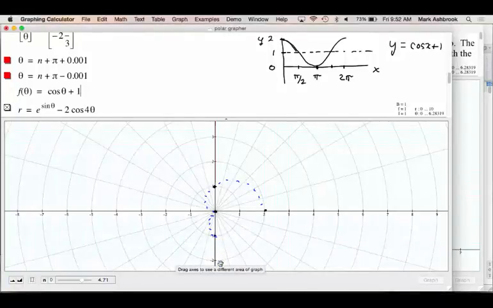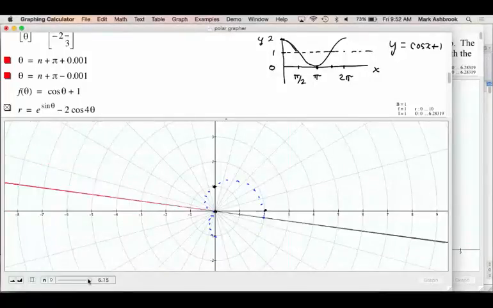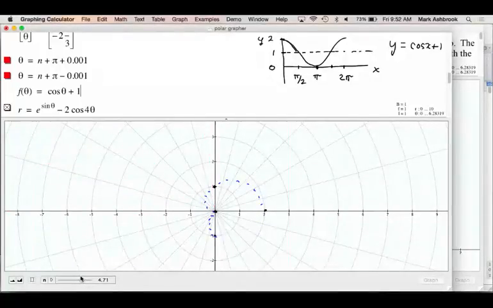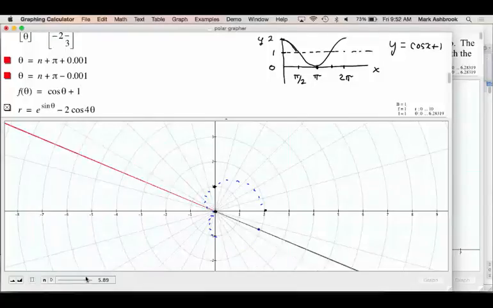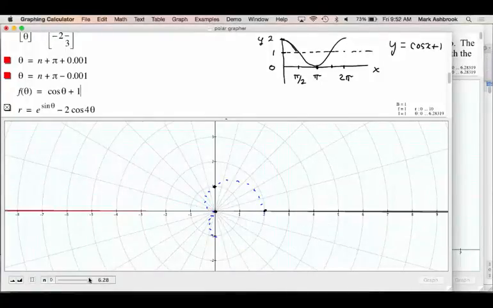And then in the last quadrant, from 3 pi over 2 to 2 pi, r goes from what to what? From 1 to 2. It's going to increase from 1 to 2. Watch it, see it? It's increasing back out to 2. As theta increases from 3 pi over 2 to 2 pi, it increases back out.